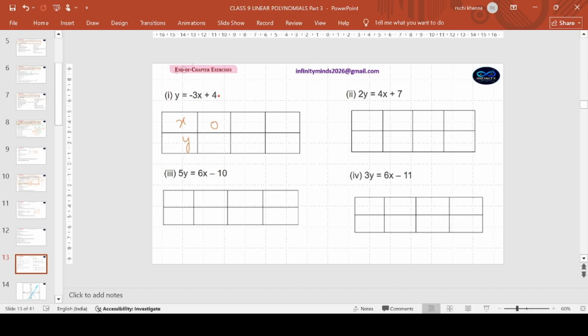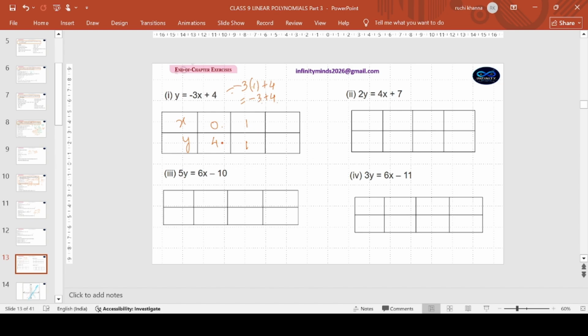If I put this 0, and we've already checked where it is cutting the y-axis, one point is very clear to us, 0 comma 4. Now if x takes the value 1, children, it will be minus 3 into 1 plus 4, which is minus 3 plus 4. You getting me? Y is minus 3 plus 4. Putting x equals 1 makes it minus 3 added to plus 4. That's 1.